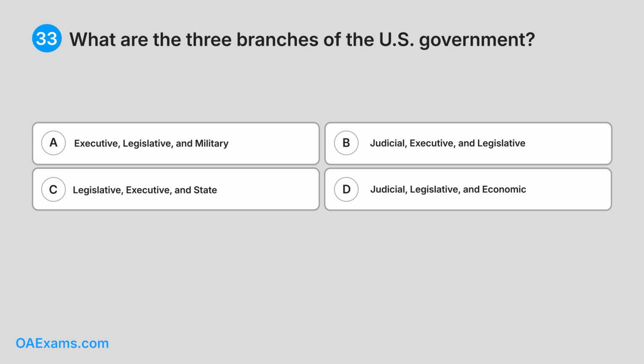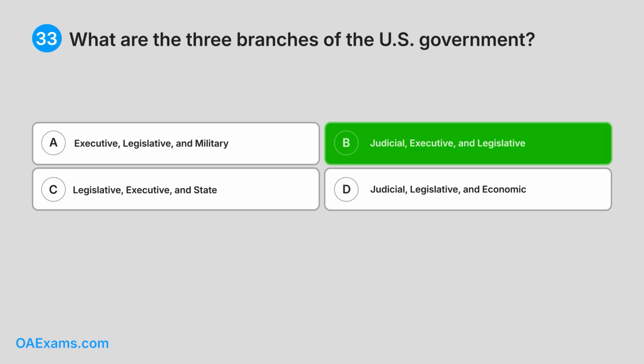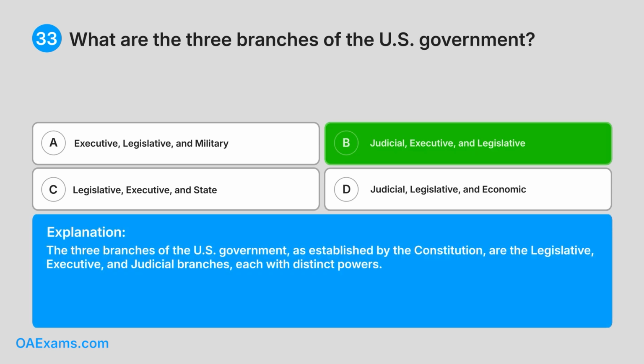Correct answer: B. Judicial, executive, and legislative. Explanation: The 3 branches of the U.S. government, as established by the Constitution, are the legislative, executive, and judicial branches, each with distinct powers.